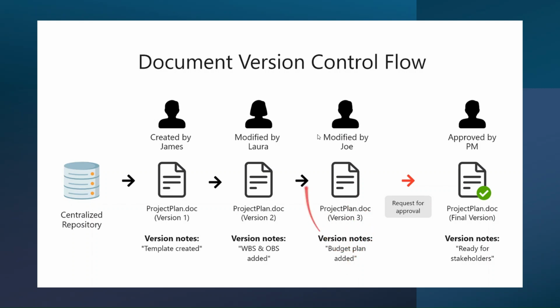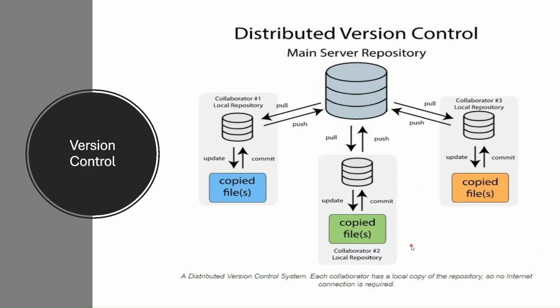Now, the final version that is created, they send a request for approval by the manager. The project manager approves it as the final version, and it says what? Ready for stakeholders. So you can see that's how collaboration works. Everybody works in collaboration. So that's the importance of Git and GitHub, and that's how it works.